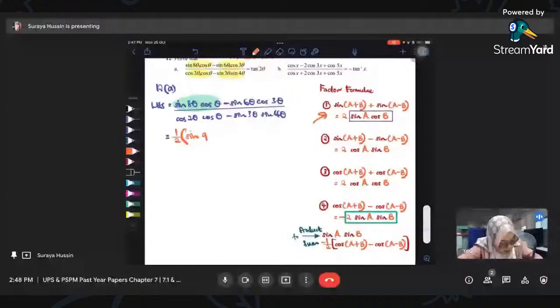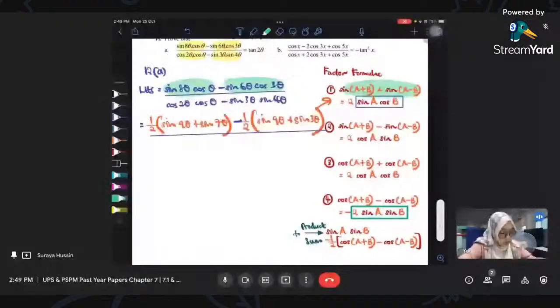Now the screen. Oh, okay, tolonglah jangan tak okay. I really hope the screen is just fine over there. Semua orang okay?